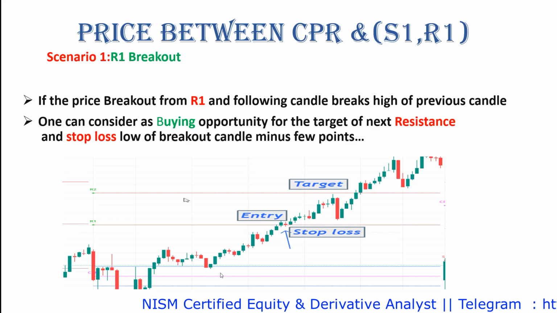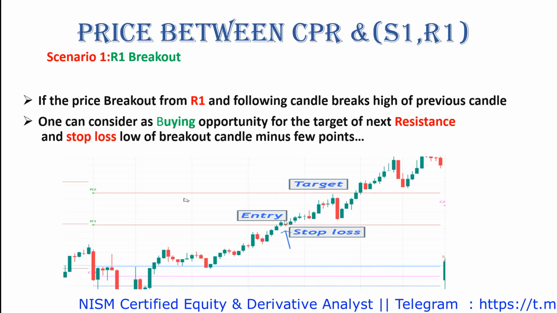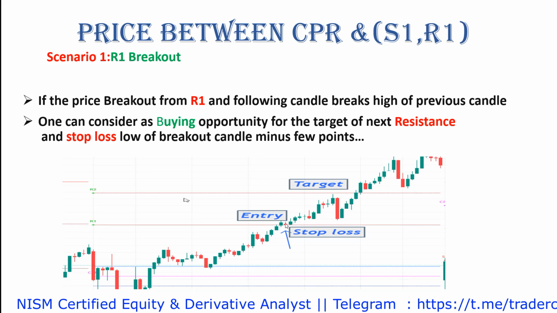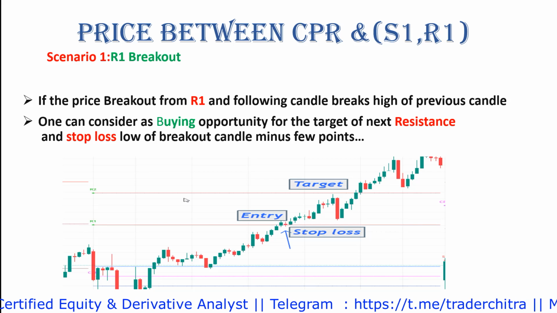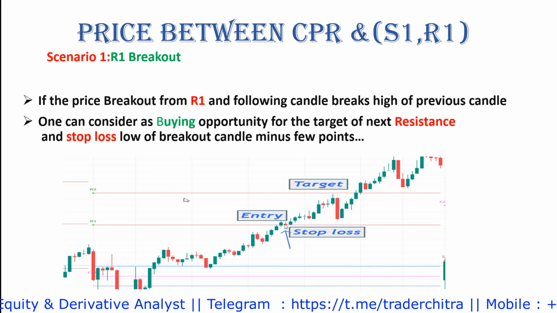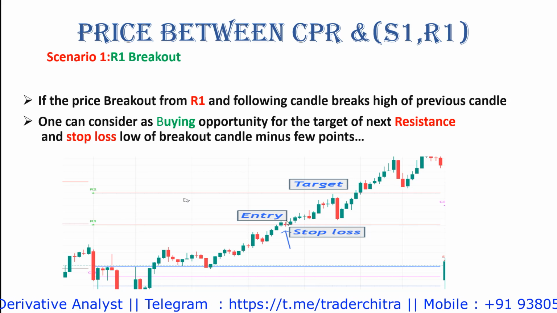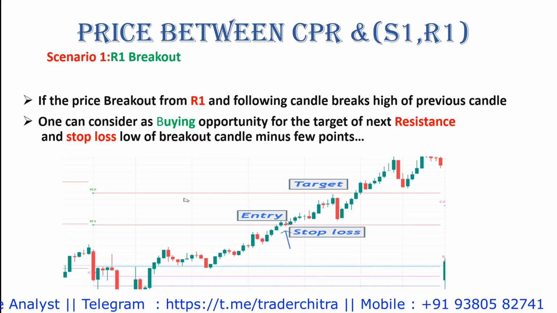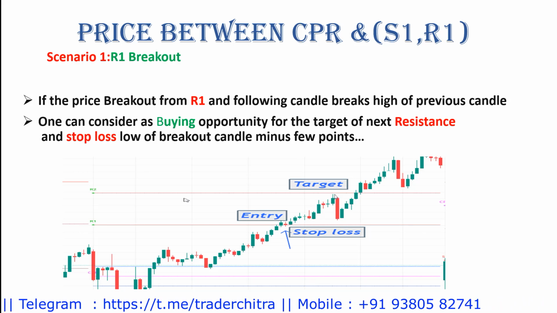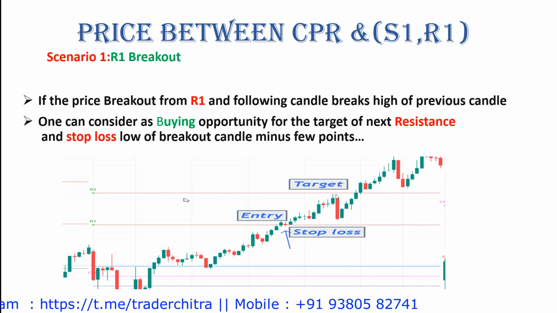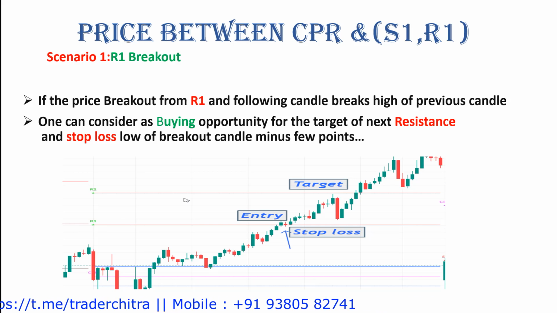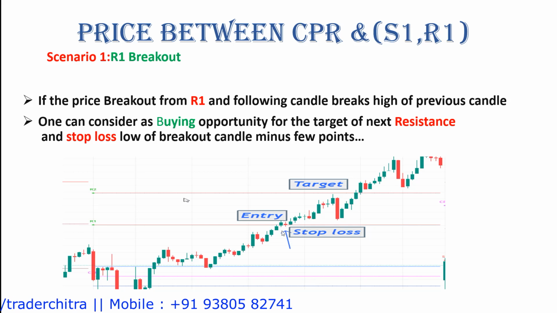If the price breaks out from R1, we can see here the price is breaking out from R1 and the following candle breaks the high of the previous candle. The next candle, if it is breaking the high of this green candle, one can consider it a buying opportunity. What will be the target? The next resistance, that is called R2. If we enter into the trade, we can place the stop loss below the low of this breakout candle. So the low of this breakout candle will be the stop loss if you are entering into the long trade. Here I mentioned the stop loss below the low of this green candle.